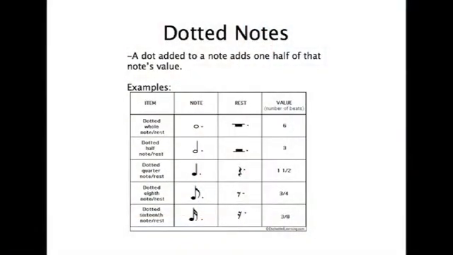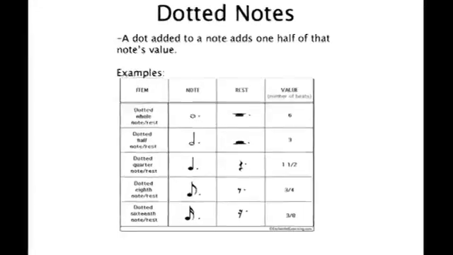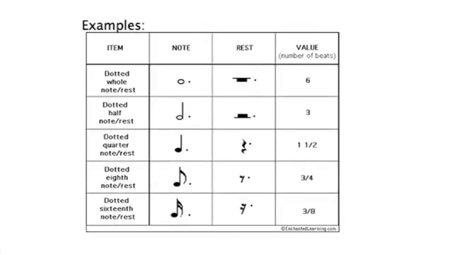Dotted note. If you add a dot to a note, you add half of that note's value. So first example here is if you have a whole note. We already said earlier, a whole note is worth 4 beats. If you add a dot to it, you add half of that value. So if it's 4, half of 4 is 2, plus 2 equals 6. So a dotted whole note would be worth 6 beats. Moving down, dotted half note. Half note's worth 2 beats. Half of 2 is 1, so 2 plus 1 is 3.